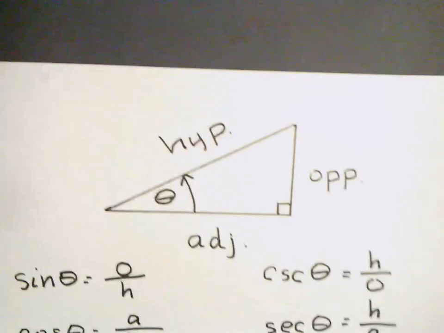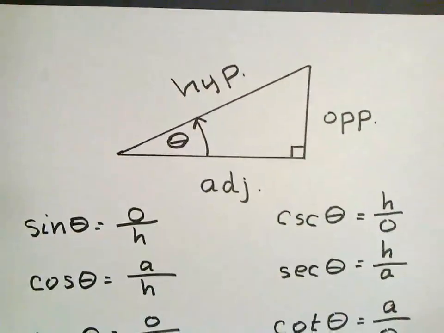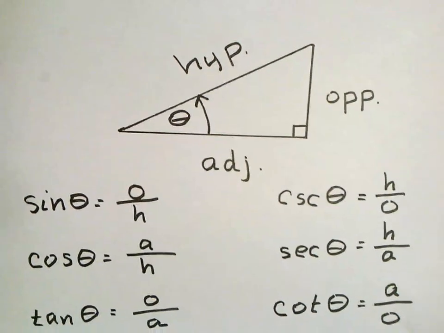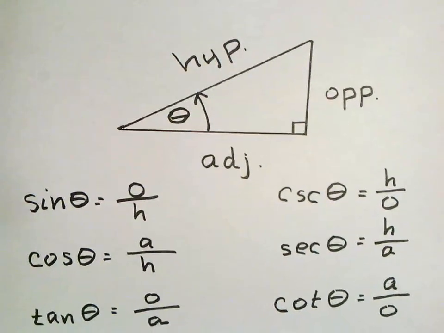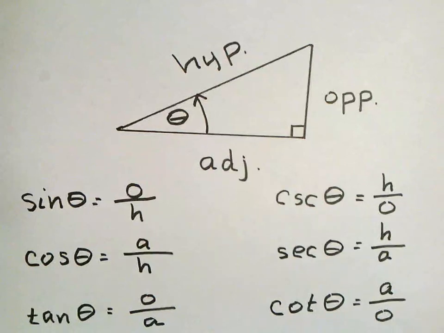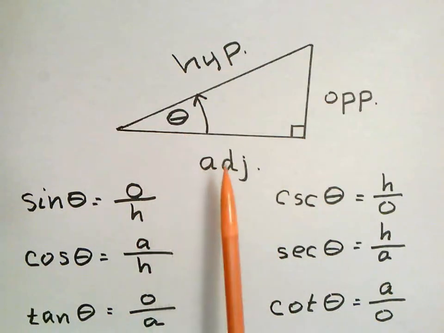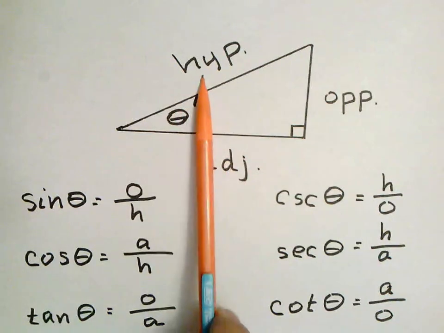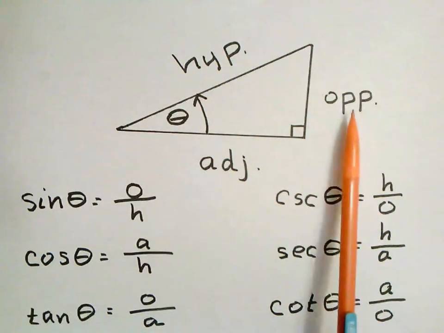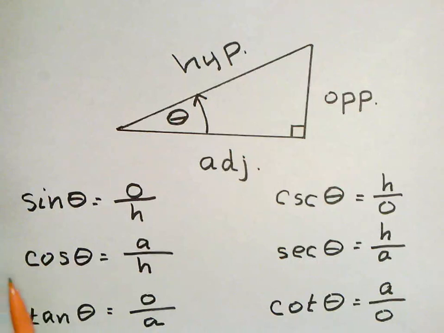Also, when we have a right triangle, we can think of it in terms of adjacent, opposite, and hypotenuse. The first thing we would like to do is focus in on our angle theta. Theta is made up of the adjacent side and the hypotenuse. The other side is the opposite side. And the sine of angle theta is opposite over hypotenuse. The cosine is adjacent over the hypotenuse. The tangent is the opposite over the adjacent.